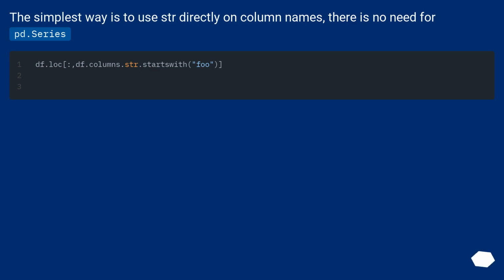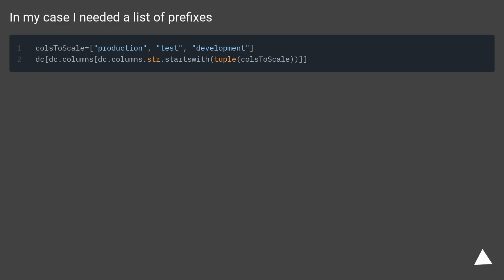The simplest way is to use str directly on column names. There is no need for pd.Series. In my case, I needed a list of prefixes.